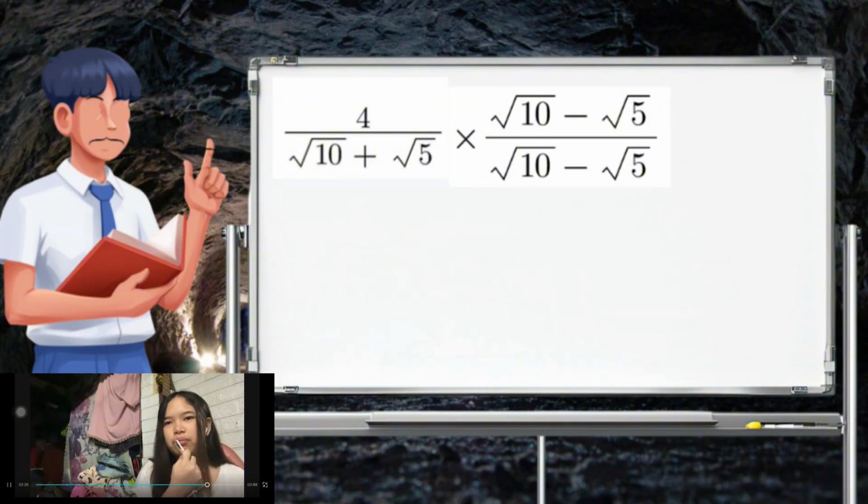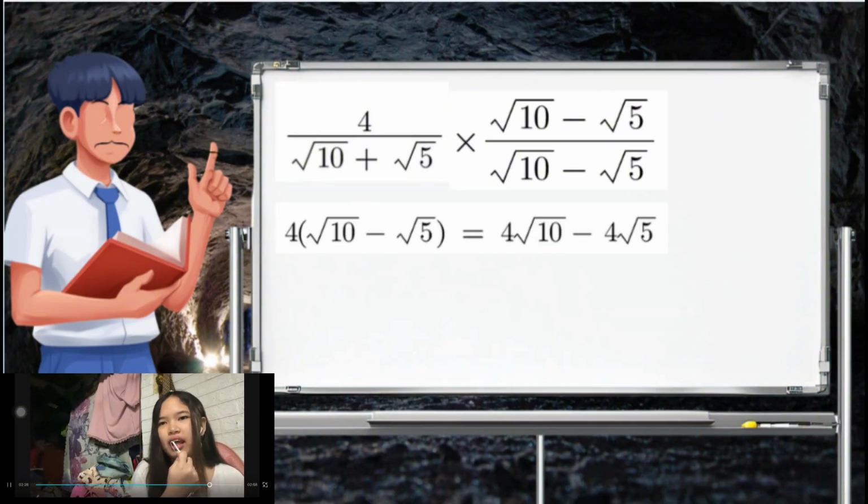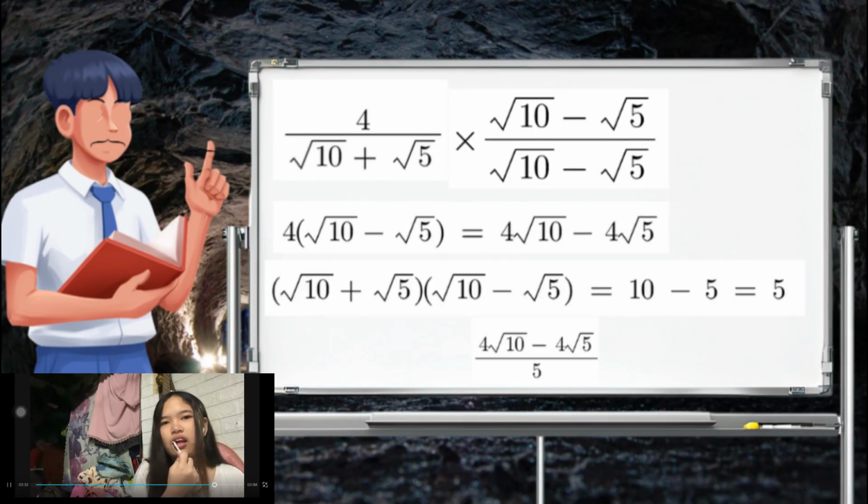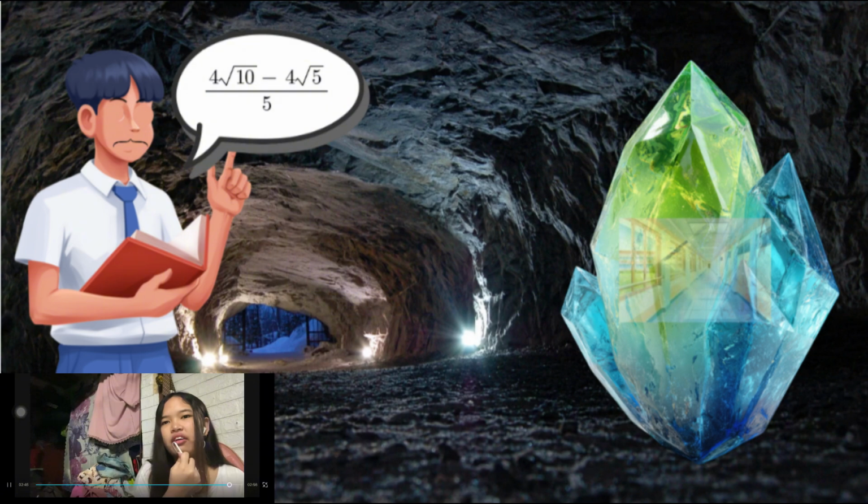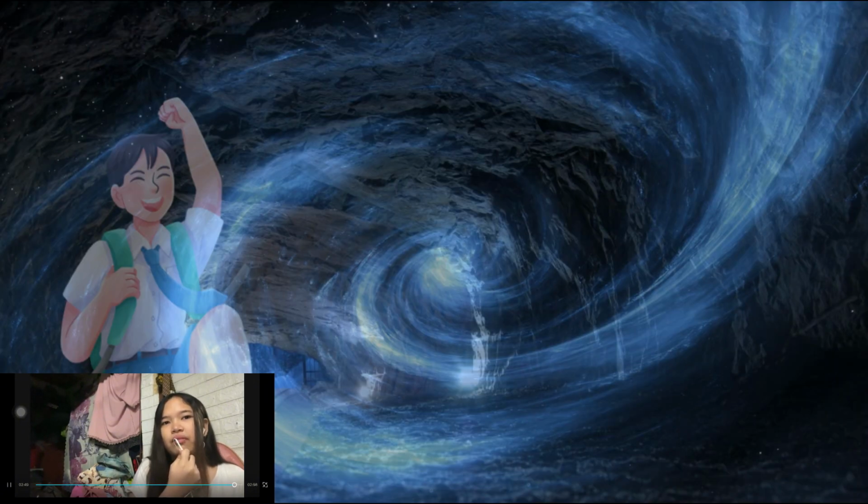The numerator will be 4 square root of 10 minus 4 square root of 5. The denominator, after simplifying, will result to 5. His answer is 4 square root of 10 minus 4 square root of 5 over 5. After saying it out loud, his vision swirls as it suddenly goes back to school.